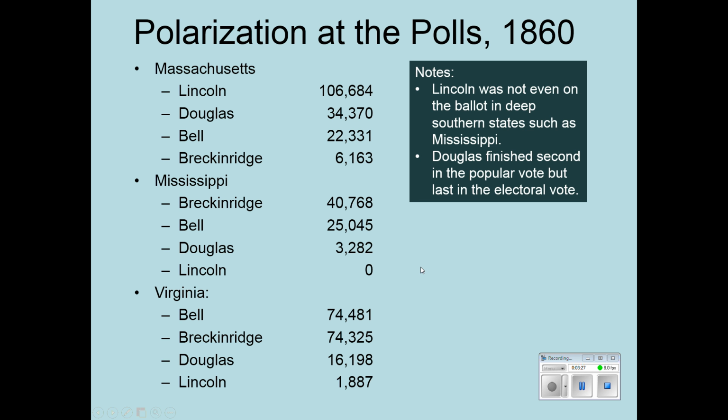Now, polarization in voting is very obvious this year. In Massachusetts, Lincoln won by a huge landslide, 106,000 to 34,000 for Douglas. Breckinridge only got 6,000 votes. But in Mississippi, Breckinridge won the election by a landslide. Lincoln got no votes. In Virginia, Bell won a very close race with Breckinridge. Douglas trailed very far behind, and Lincoln got 1,800 votes out of almost 170,000 cast.